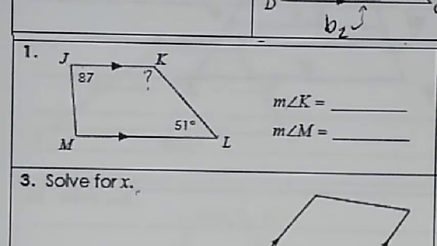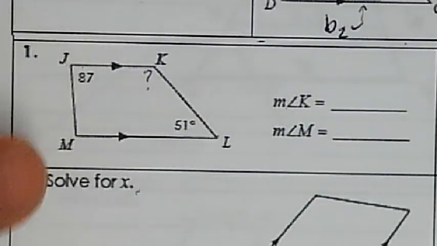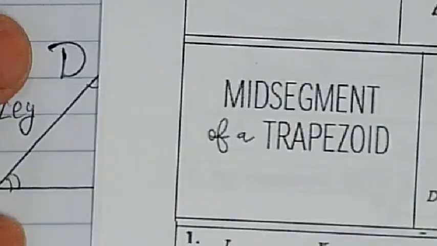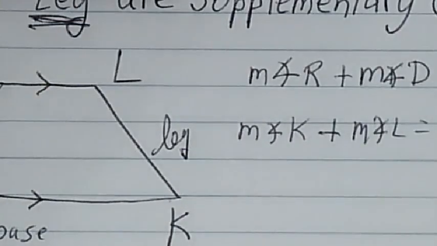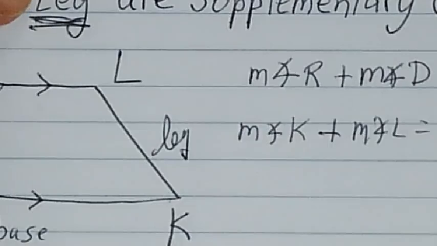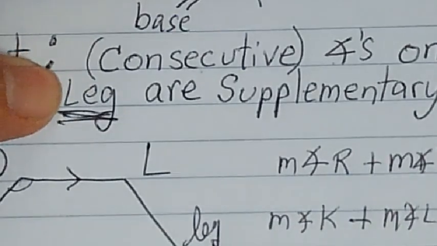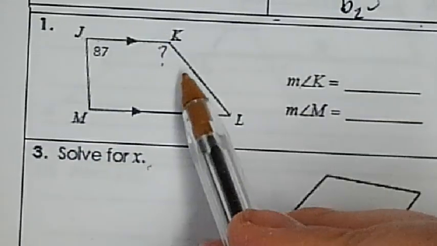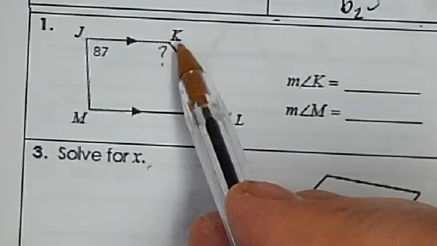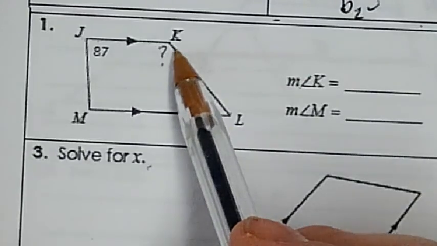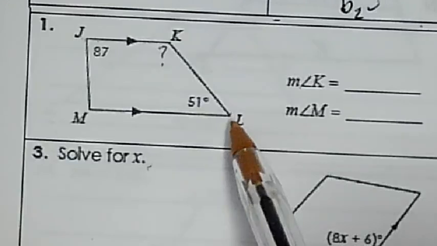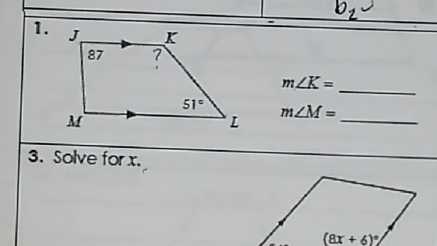Because if you ever forget, you go back to the concept. It says consecutive angles on the same what? Oh, there it is. Leg are supplementary. So if I'm looking for angle K, wait, where is it? Oh, there it is. Sorry. If I'm looking for angle K, which angle do you think is on the same leg? It's L. So if you raised your hand for angle L, or you were thinking about it, but you were too embarrassed, it's angle L. Because they lie on the same what?